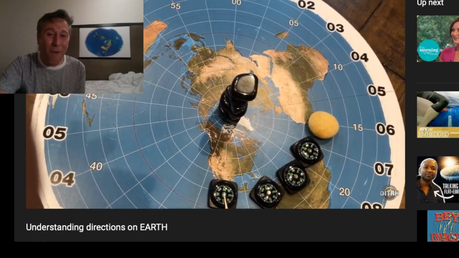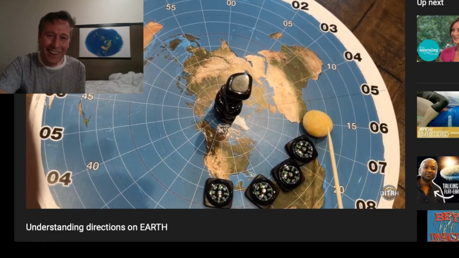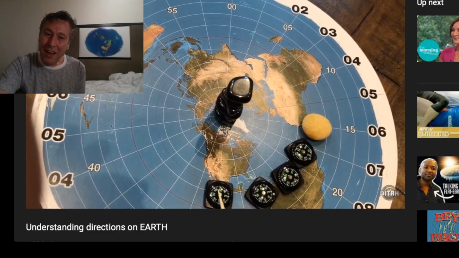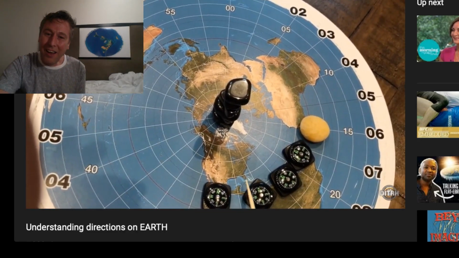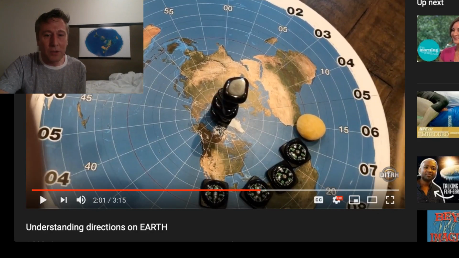So anyone along this line of latitude will see the sun rise east, even though the compass says northeast. Oh, that's very interesting. So this is where I'm going to go.